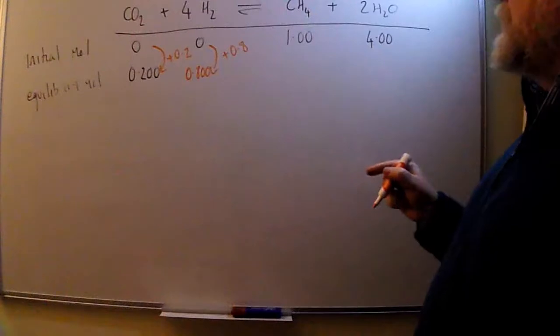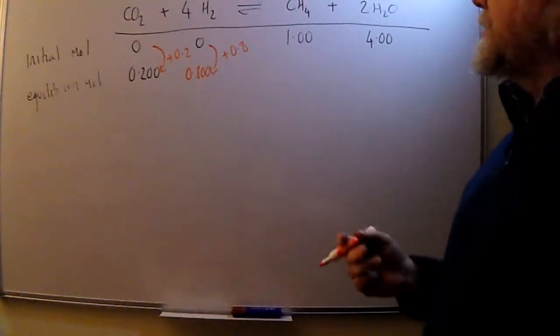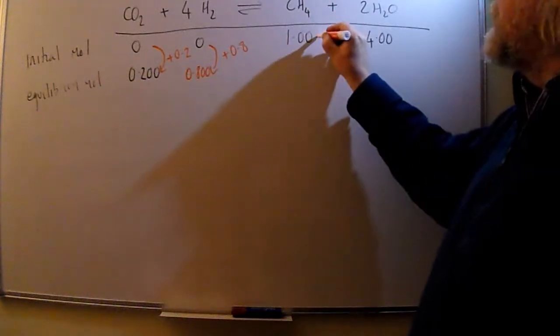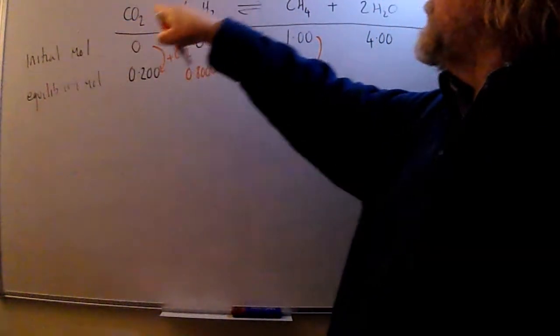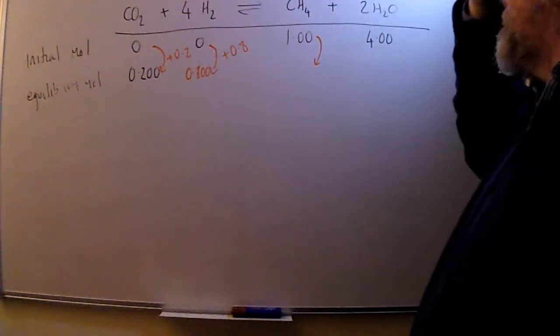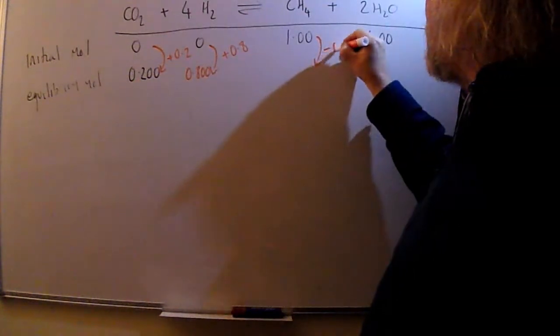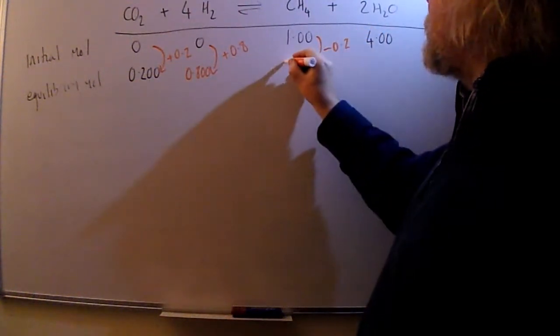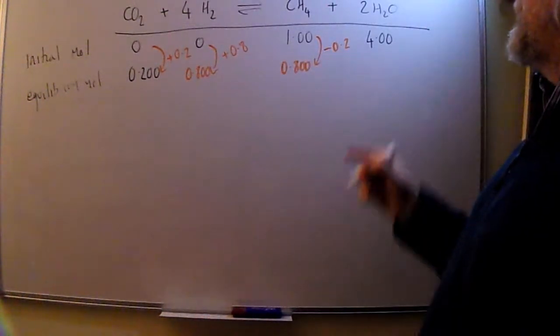The ones on this side, of course, will go down, because if we're making more of the stuff on the left, we're going to have less of the stuff on the right. So this one's going to decrease, and you can see every time 1 CO2 is formed, 1 CH4 is used up. So if this goes up by 0.2, this will go down by 0.2, which gives us 0.800 for that one.